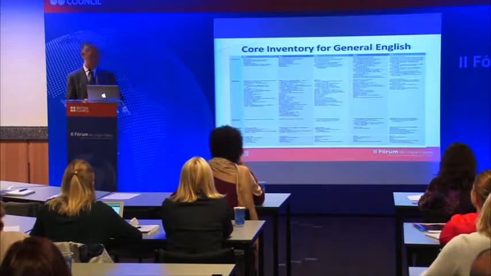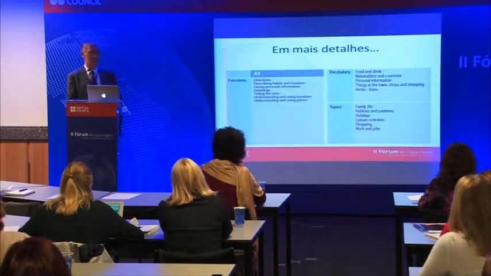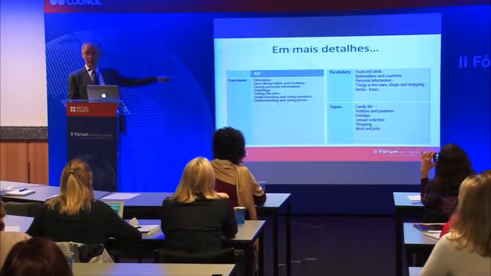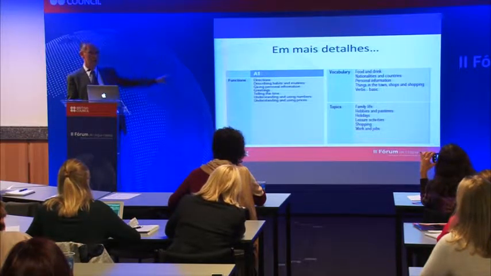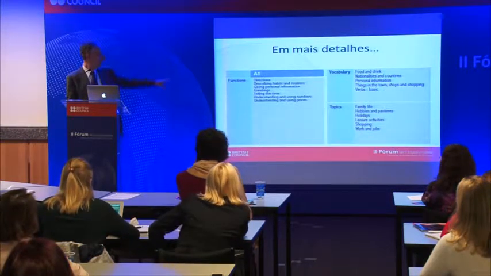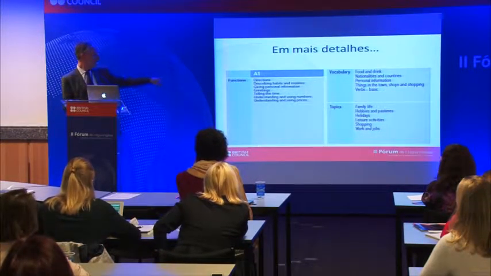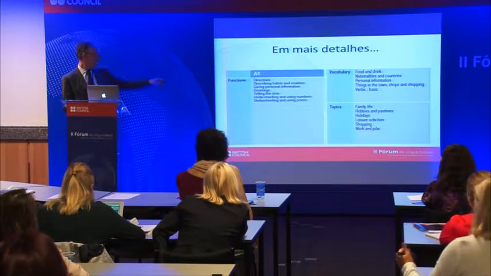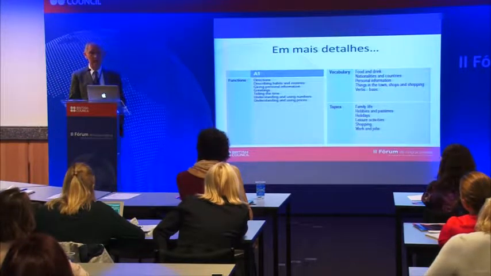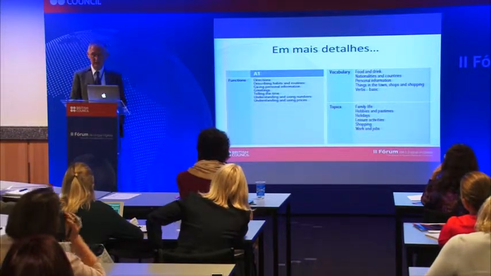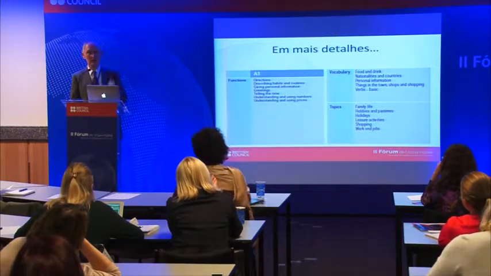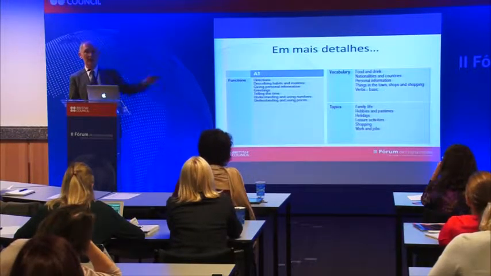That's the whole thing. But let's see if we can look at small parts of it. So we have the Common European Framework of Reference, CEFR levels. For A1, they think that these functions should be covered at this level. Directions, describing habits and routines, giving personal information, greetings, telling the time, understanding and using numbers, understanding and using prices. We have vocabulary: food and drink, nationalities and countries, personal information, things in the town, shops and shopping, verbs, topics, things personal to students, family life, and so on.